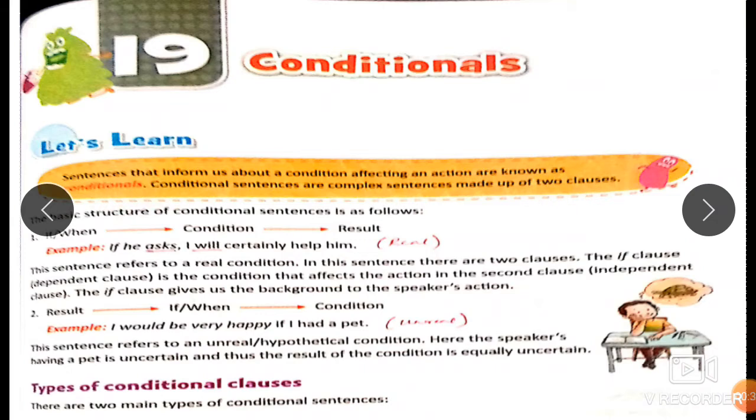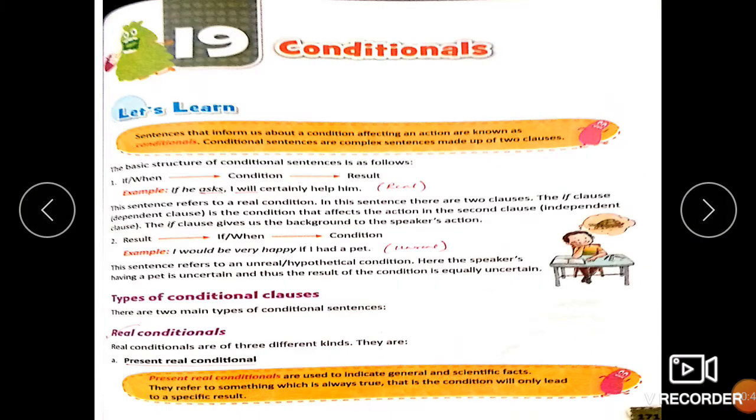Conditional sentences, remember, always imply a condition that affects an action. These conditions are usually expressed by the use of the words if or when. Sometimes these sentences also begin with had. The conditional sentences are complex sentences made up of two clauses.